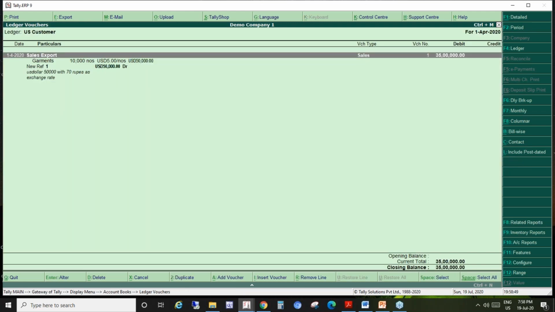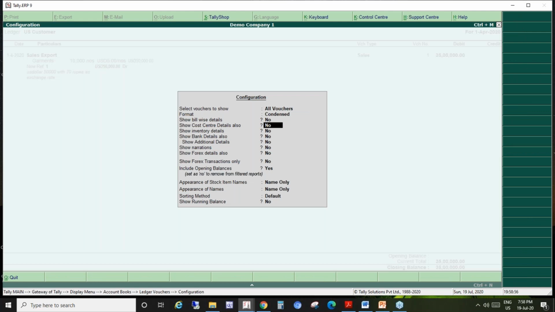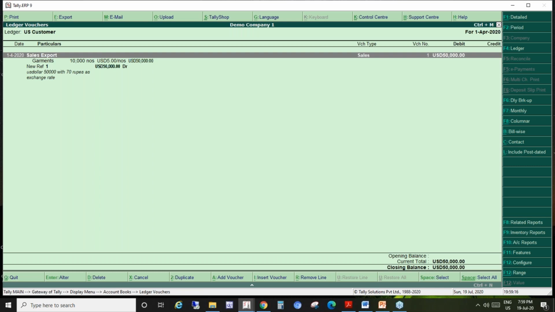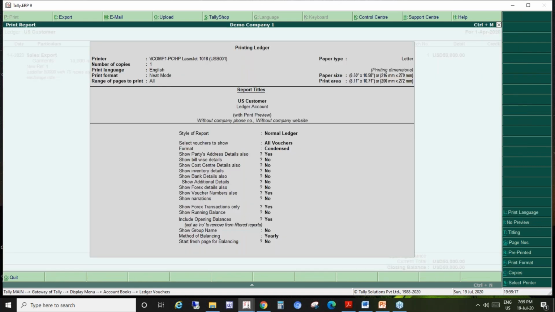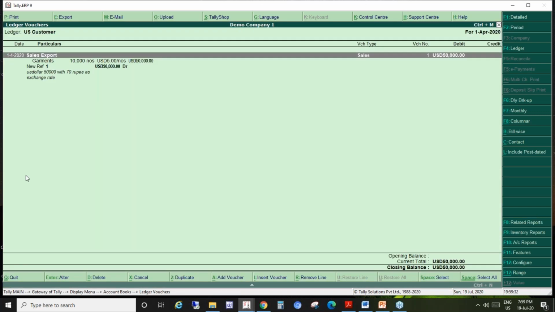What you can alternatively do is go to your magic button called F12, and there you can activate this option. What does this option do? Show forex transaction only. Show forex transaction only. You can create this option. Okay. Here, once you create this option, show forex transactions only, you can see this. And once you give the print command, this looks a lot better than the earlier output of just 35 lakhs, right?